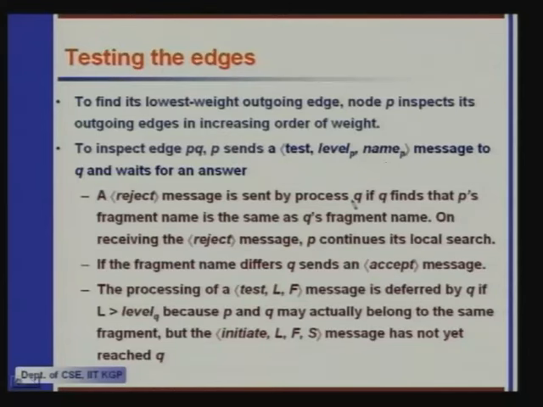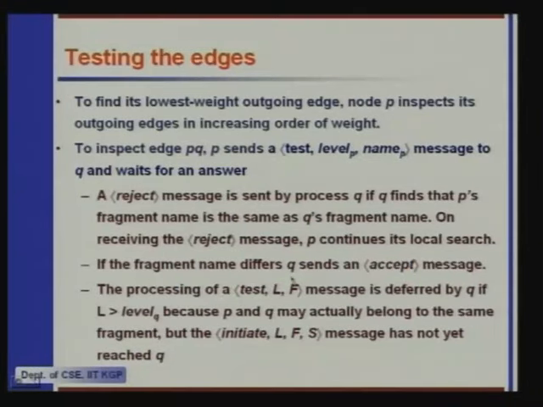Now, what is Q going to do? If Q finds that P's fragment name is the same as Q's fragment name, what does it mean? It means that they are in the same fragment, right. So, therefore, this cannot be an edge of the tree at all, never in the future also. So, it will send a reject message and both P and Q will mark that edge as reject. So, the status of the channel from P to Q will be reject and the status of the channel from Q to P will also be reject, right.